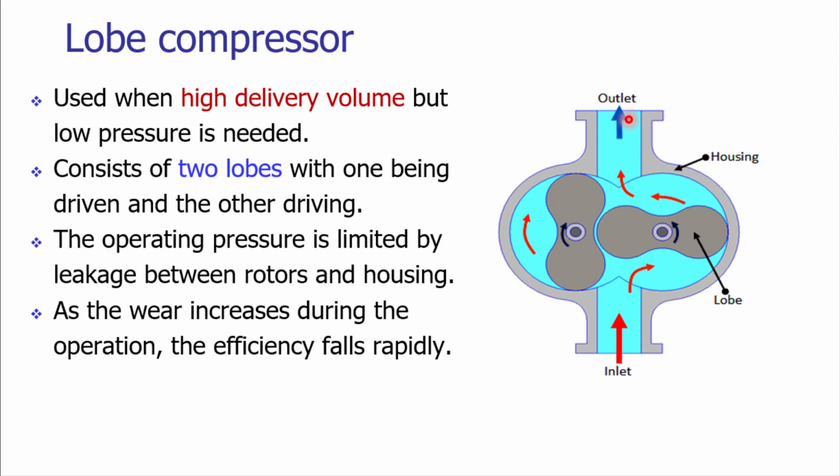Due to the continuous contact or rubbing of the lobe surfaces against each other, there is a lot of wear and tear of these lobe compressor elements, and due to that there is a problem of leakage in the lobe compressor. Therefore, the efficiency of the lobe type of compressor is quite low. They are not widely preferred when we want a high pressure fluid for our applications.